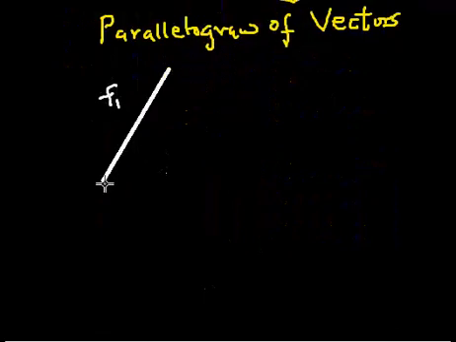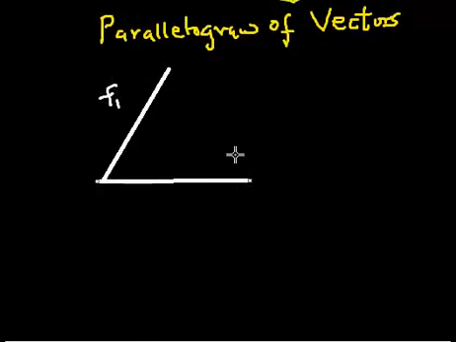f1, let me use this as f2. To find the resultant of these two vectors, I can represent these two adjacent vectors, because they're inclined at an angle, by the two sides of a parallelogram. So I want to draw two sides of a parallelogram, one parallel to each other.